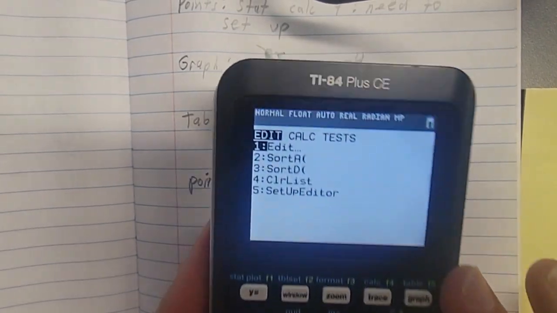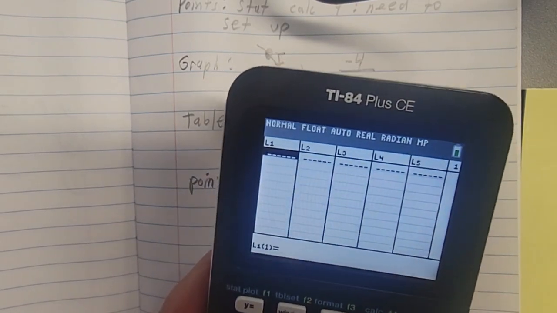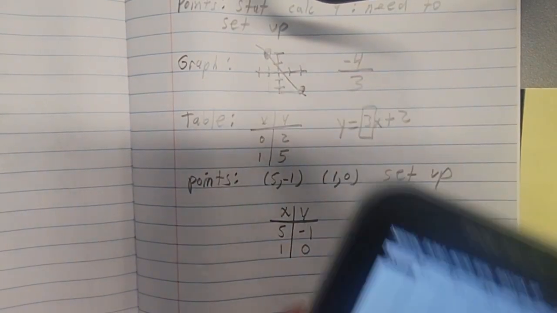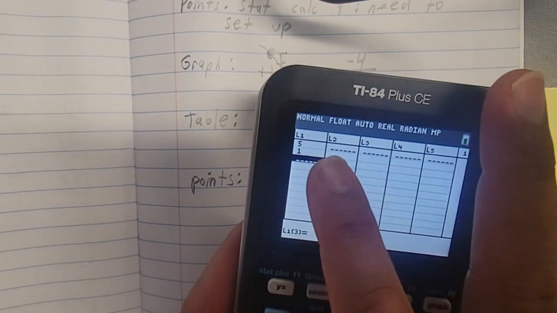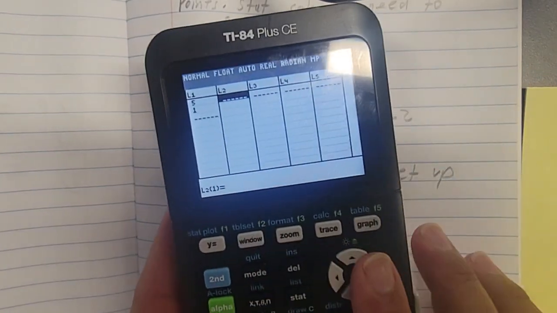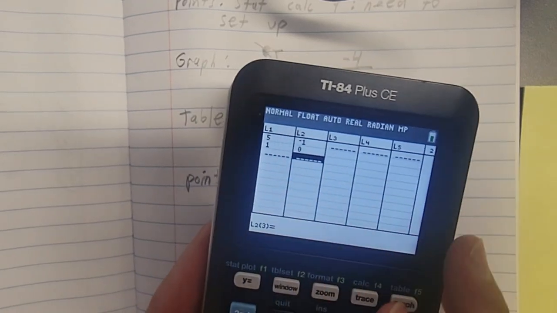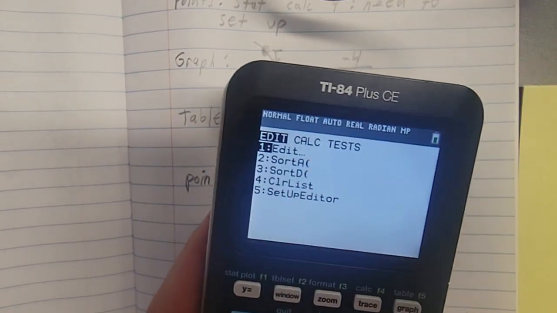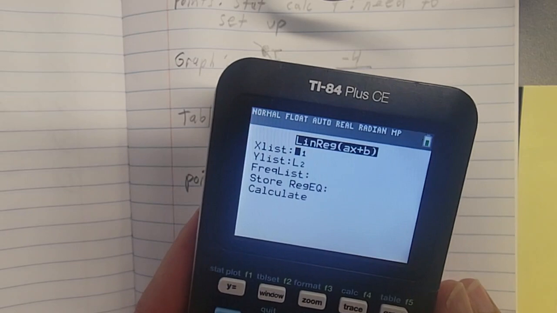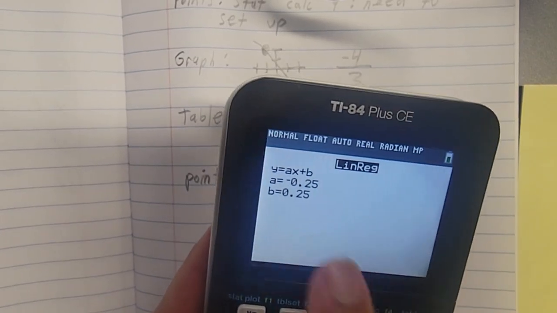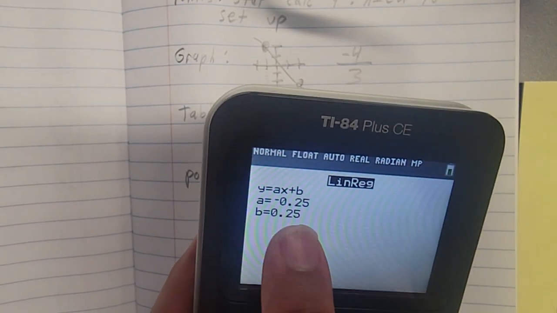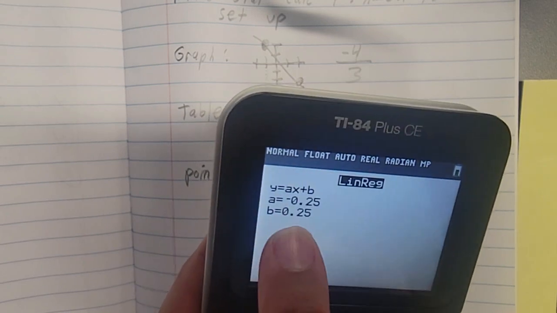So you push stat, edit, or just push stat enter. So I have 5, 1, 5, enter, 1, enter. Move over to the side, and we have -1, enter, 0, enter. Stat, go to calc, number 4, and then calculate. So in this case, look, -0.25. Remember, the A is the answer.